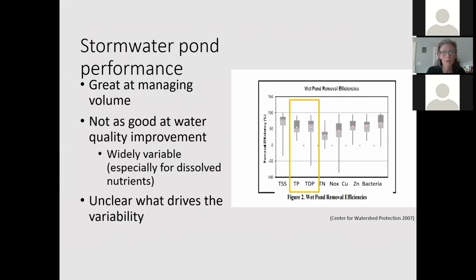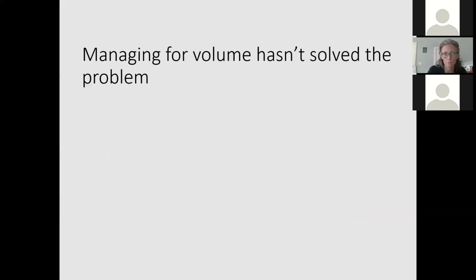Now in Vermont, stormwater ponds are regulated to remove about 80% of total suspended solids and 40% of total phosphorus. But it's not really clear from this whether we know that that's actually happening or what's driving these inconsistencies. So we need to know a little bit more about what and how ponds work so we can maybe make sure they work a little bit better. And these negative removal rates are concerning because that means we're actually loading more of a pollutant into the watershed than we would if we just directly discharged stormwater into the stream.